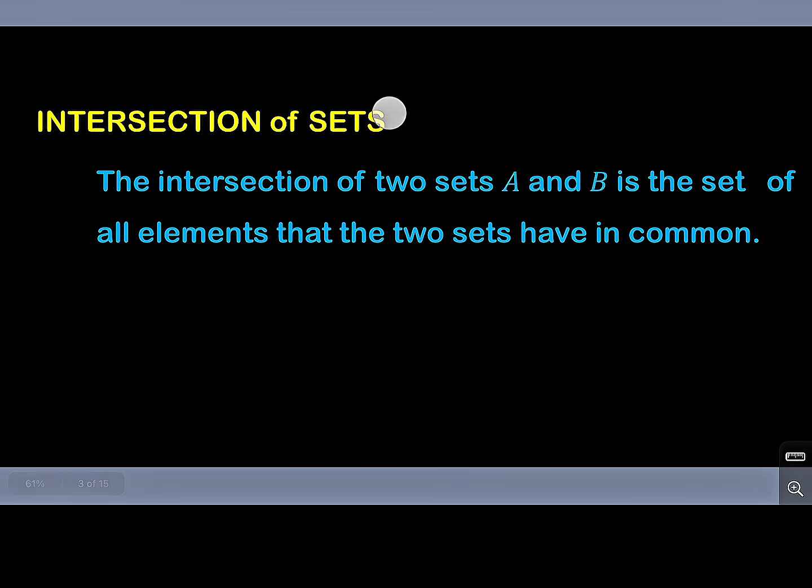Let's have the second one, intersection of sets. The notation used for intersection is just like the opposite of union. The intersection of two sets A and B is the set of all elements that the two sets have in common. So the main concept for intersection is just the common elements between the two sets.